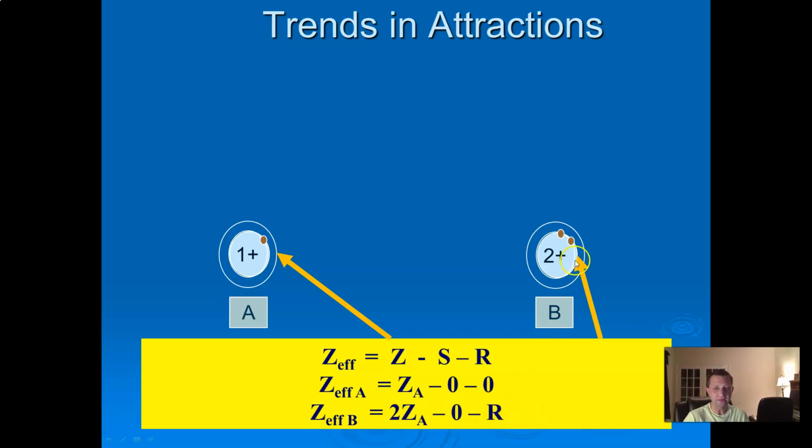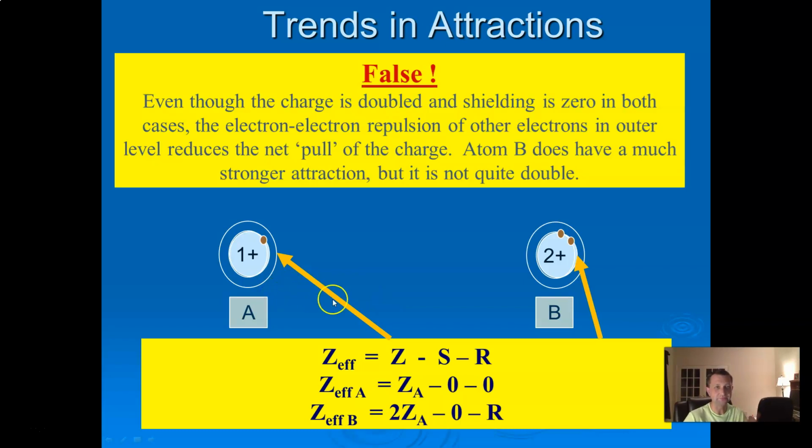But because that R value is an actual number here, we don't have a complete doubling of the effective nuclear charge of A. So even though the charge is doubled and shielding is 0 in both cases, the electron-electron repulsion of the other electrons in the outer level reduces the net pull of your nucleus. So atom B does have a much stronger attraction. Let's not get that mixed up here, but it's not quite double. So atom B is still smaller than A. It still has a higher effective nuclear charge. It's just not exactly double.